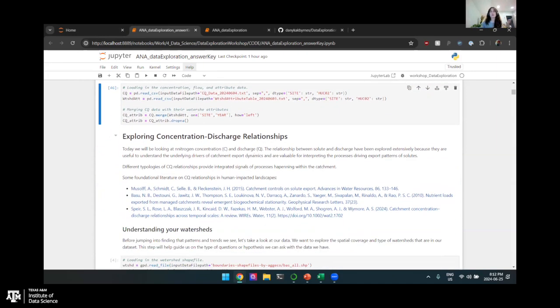All right, the data that I put together for us today is concentration and discharge data. Concentration is just nitrogen. Discharge, of course, is just another word for flow. What we want to look at is the relationship between Q, discharge, and C, concentration, and what drives different patterns that we see. So very fundamentally, just data exploration. What are we going to find?